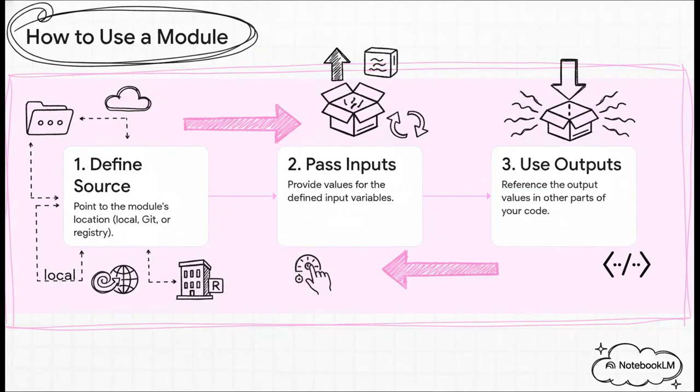In actually using a module, it's basically a simple three-step dance. First, you tell Terraform where to find it by defining the source. It could be a local folder, a Git repository, or even the public Terraform registry. Second, you pass in your inputs, customizing things like the server size or what region it should live in. And third, you use the outputs. You grab something useful, like the new server's IP address, so you can go and configure a DNS record with it.